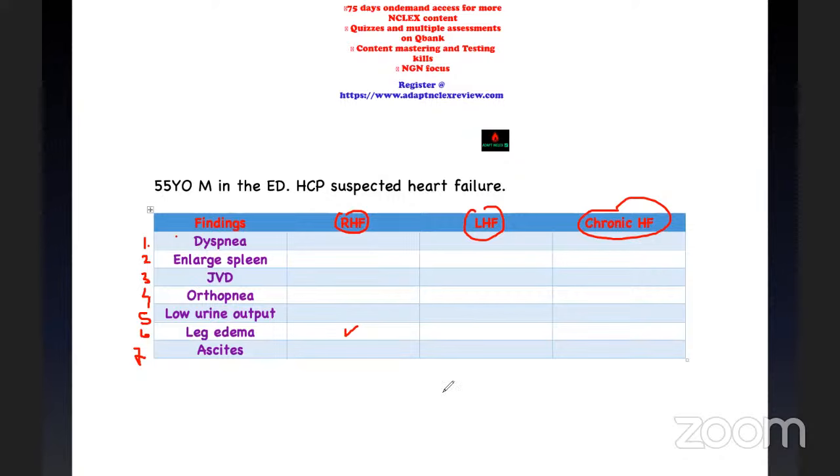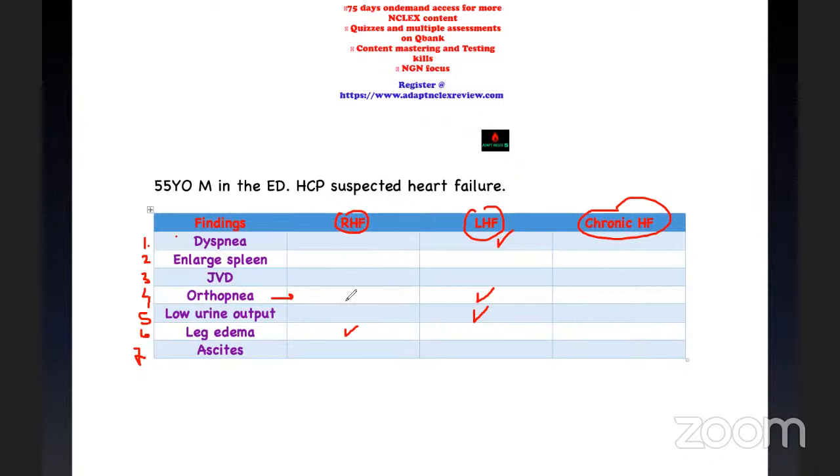Dyspnea is a lung symptom, and lung symptoms are associated with left heart failure. So this is left heart failure. Another one is orthopnea, which is related to the lung, so that's left heart failure. Then we have something we call forward flow. Forward flow is when your blood pressure is low or you have low urine output. It's also associated with left heart failure.